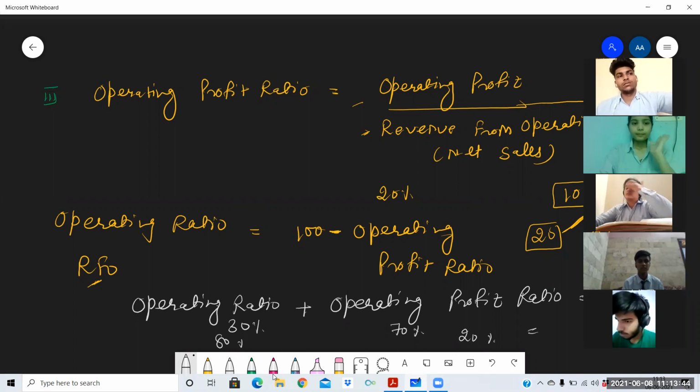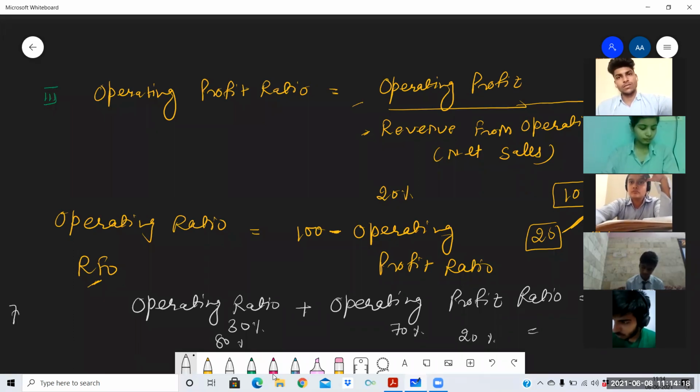Clear? So now let's talk about whether the higher ratio is better or lower ratio is better. I told you while calculating operating ratio, the lower ratio is better. Why? Because operating ratio is related to cost, and cost is always better lower for any business. But when we are talking about operating profit ratio, which means profits, profits are always better higher. So the higher the ratio, the better. And it will definitely depend upon the operating cost ratio.